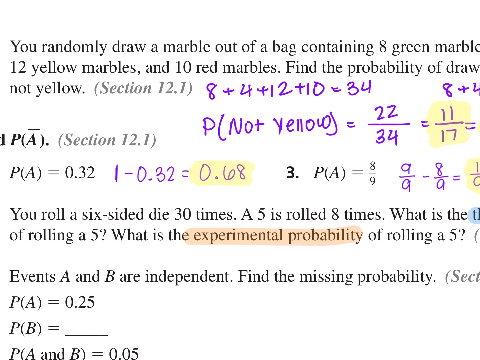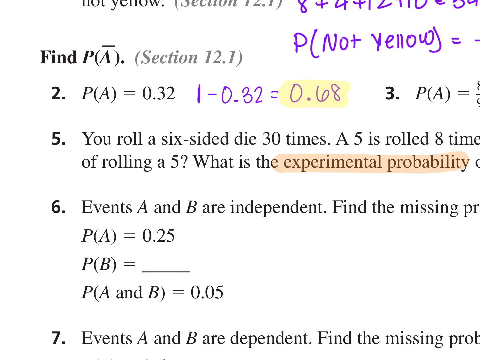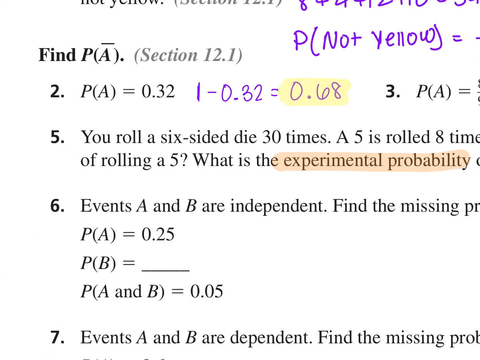So in order for me to find my theoretical probability, how many sides do I have on my die? I have a total of 6. And out of those 6, 1 side is going to be 5. So this would be my answer for my theoretical probability.